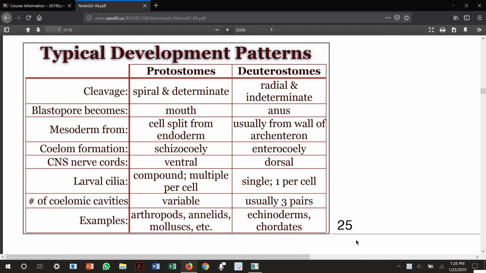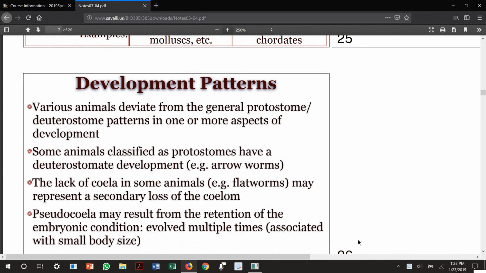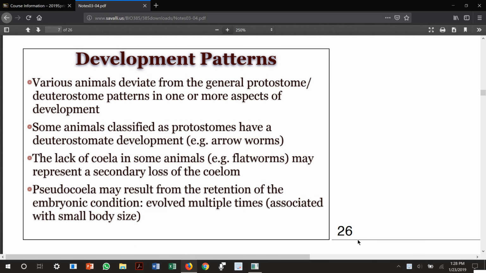Some protostomes might have a coelom that forms via enterocoely, for example. They might have different types of larval cilia. None of these things are necessarily 100% consistent. So yeah, various animals deviate from the general deuterostome pattern.